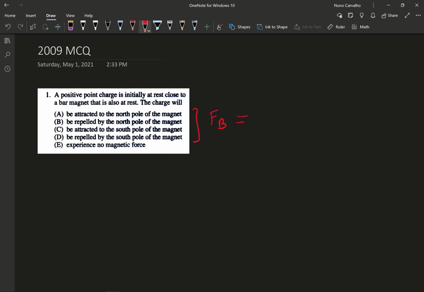But keep in mind from your formula sheet that this is the equation for a magnetic force. Unfortunately, though, if the point charge is initially at rest, then the velocity is zero, which means that the magnetic force will also be zero, and so none of the answer choices A through D are going to be correct. E is correct. There is no magnetic force being experienced by the charge.